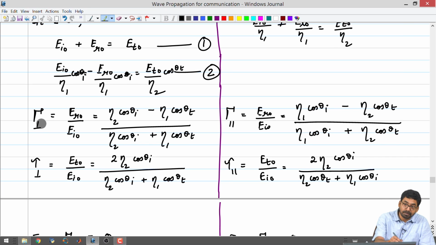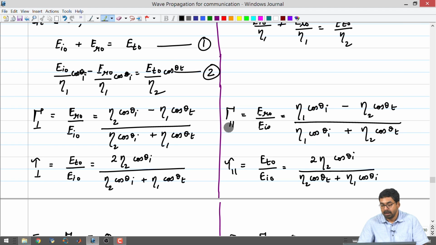Let us look at gamma parallel. If you substitute cos theta I equal to 1, cos theta t equal to 1, you get eta 1 minus eta 2 divided by eta 1 plus eta 2.